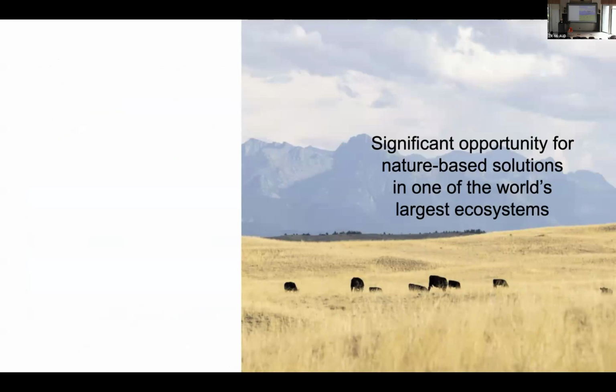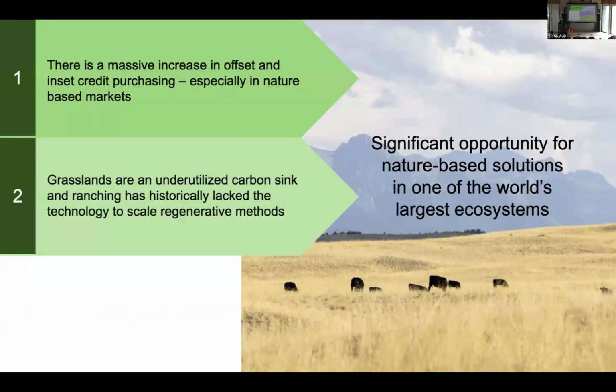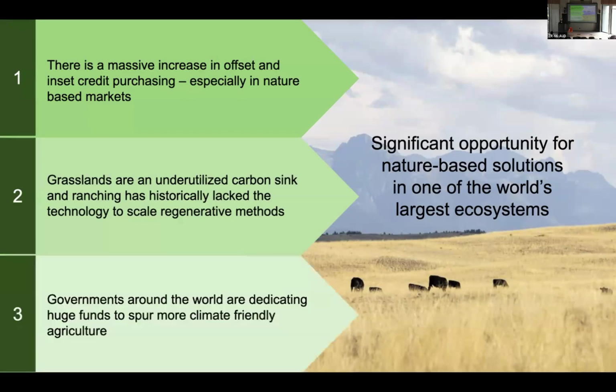There is significant opportunity right now for nature-based solutions in grasslands, as one of the world's largest ecosystems. In recent years, there's been a massive increase in offset and insect credit purchasing, especially in nature-based markets. Grasslands are an underutilized carbon sink, and ranching specifically has historically lacked technology to scale regenerative methods. And finally, governments around the world are dedicating a large amount of funds to spur more climate-friendly agriculture.